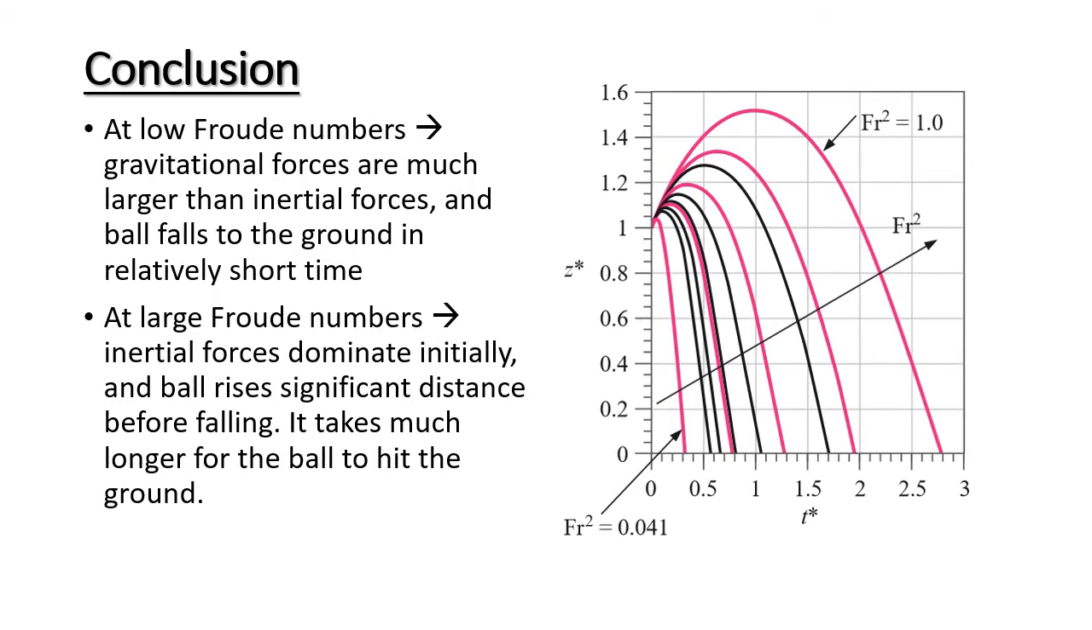By conducting the experiment using the Froude number, what we can conclude is that at low Froude numbers, gravitational forces are much larger than inertial forces and the ball falls to the ground in a relatively short time. And at large Froude numbers, inertial forces dominate and the ball rises a significant distance before falling. It takes much longer for the ball to hit the ground.